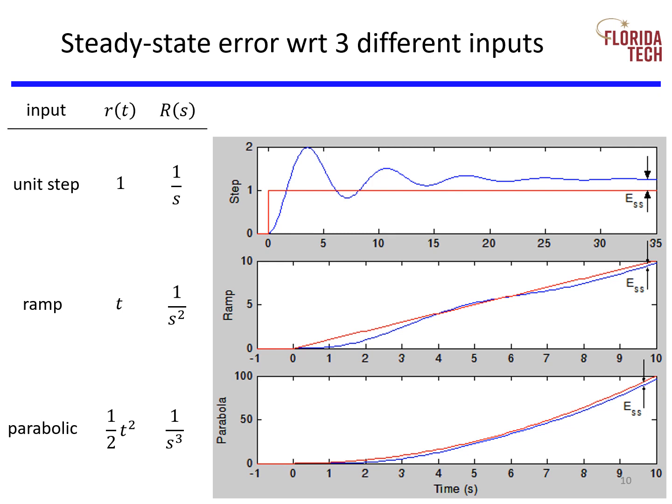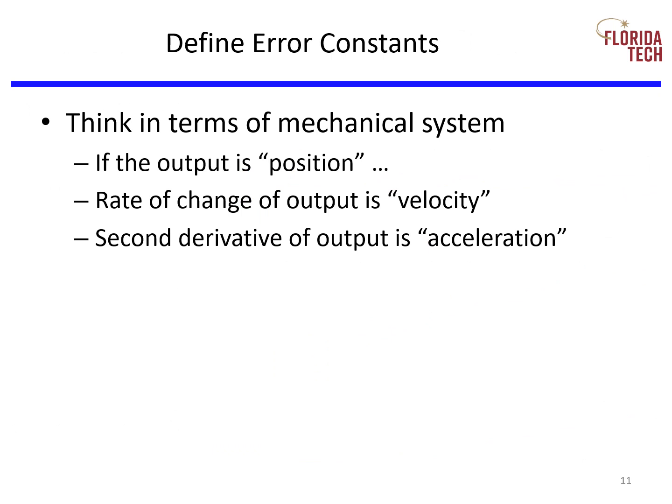The three inputs we'll examine are the unit step, the ramp, and the parabolic input. They're the first three inputs after an impulse on the Laplace table. As mentioned in class, the step and ramp inputs are easily done by a computer or a human operator using a control stick or a steering wheel. Next, we'll define what are known as error constants. We'll define three error constants.